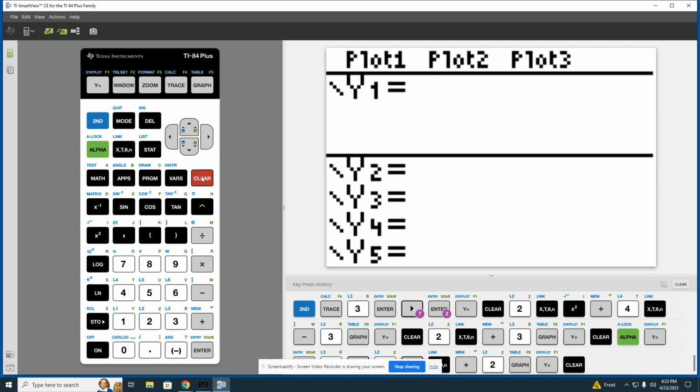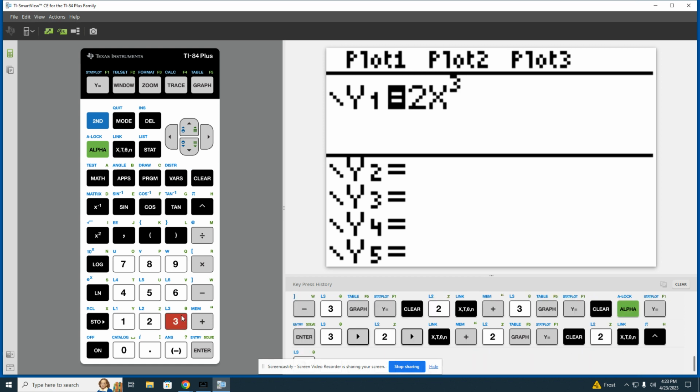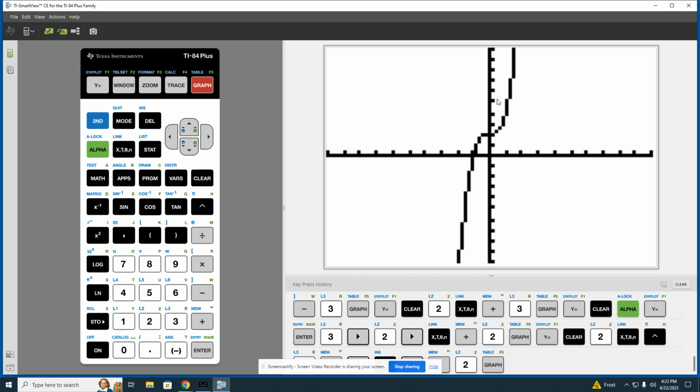We've got 2x cubed plus 2. Whoops, I don't want it up there. Plus 2 down here. There we go. Does it pass the vertical line test? Yep. Does it pass the horizontal line test? Yep. That one too is an answer.